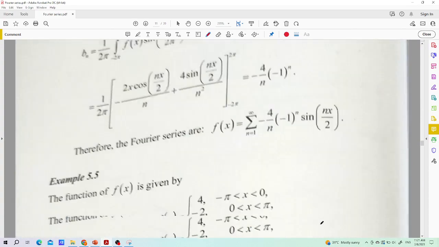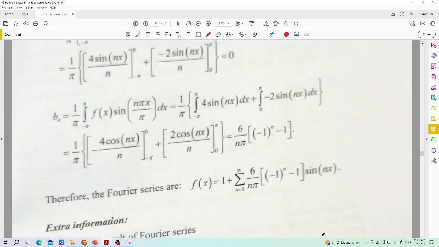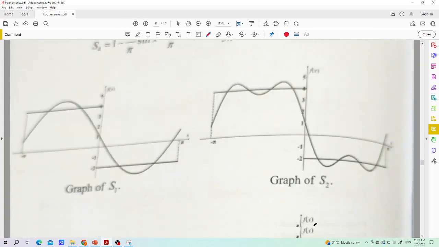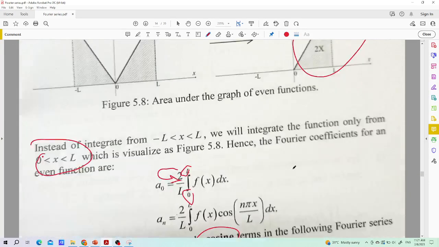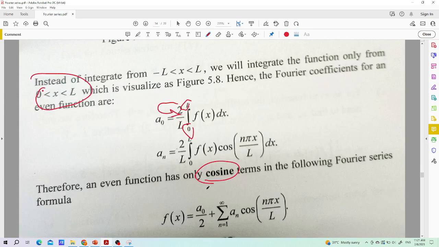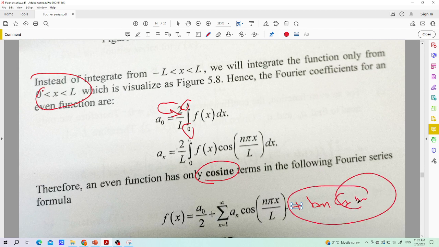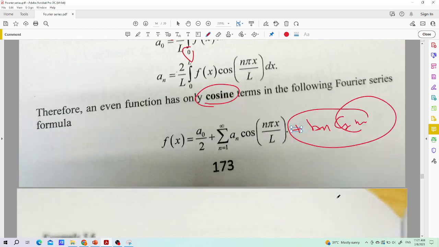So for the even function, as you can see here, they will only have a cosine term. We should have b and cos and sine here, but once we calculate, there will be a zero result. That's why we can eliminate the sine function.